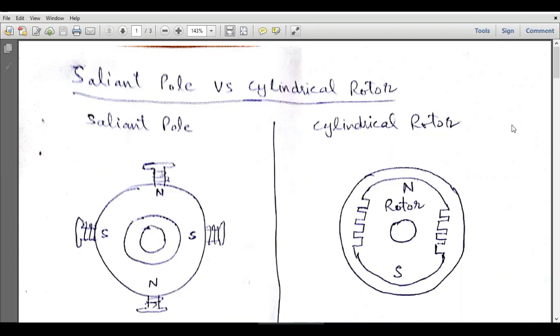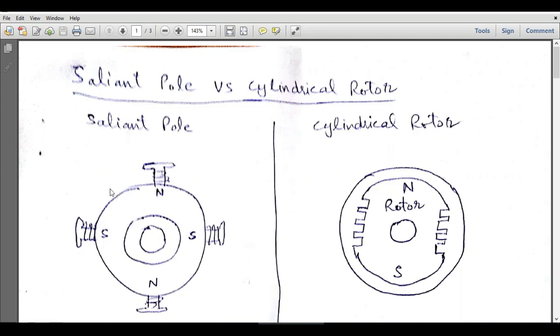In this lecture, I am going to discuss the comparison between two types of synchronous motors. The first type is called the salient pole rotor type synchronous machine and the second type is called the cylindrical rotor type synchronous machine. The salient pole rotor has such a design.